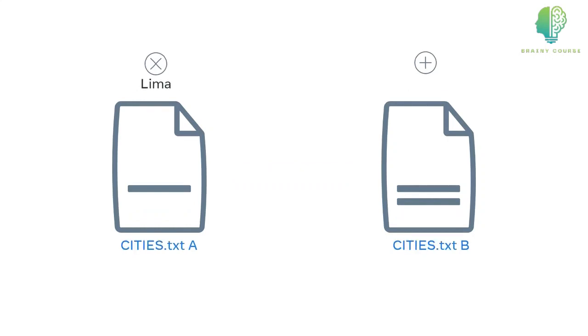In your cities.txt file, git diff would tell you that you removed one city that was in version A and then added a new one that appears in version B. So, now that you've had a basic explanation, let's go into a more detailed example. In this video, I'll show you how you can use git diff.